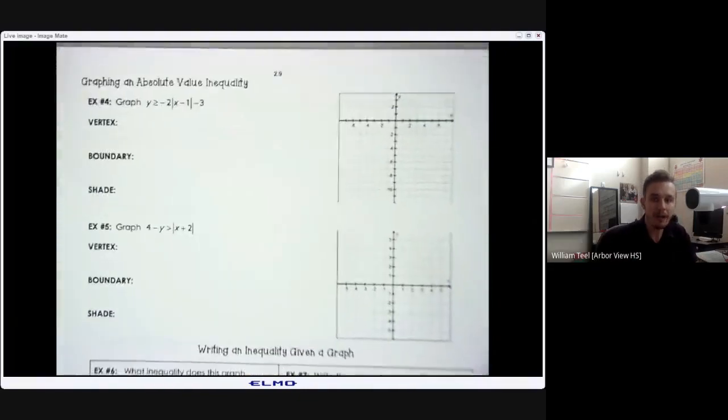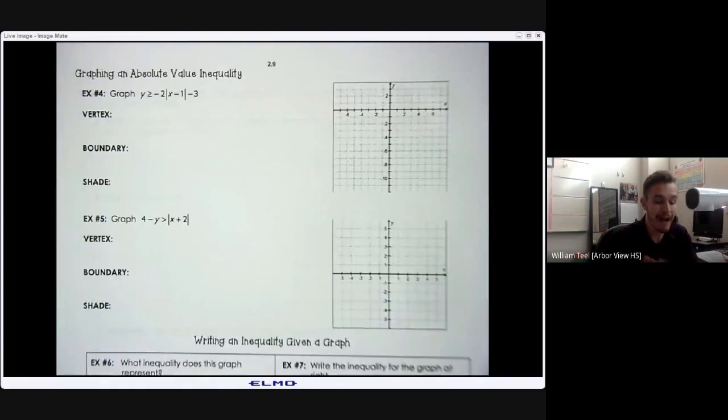All right, let's look at the next page. So if we go to example number 4, we are now looking at absolute value equations. So we did talk about absolute value equations in lesson 2.8. Now we're going to relate it to the inequalities. So graphing an absolute value inequality.